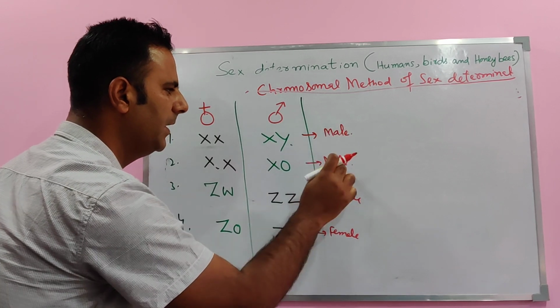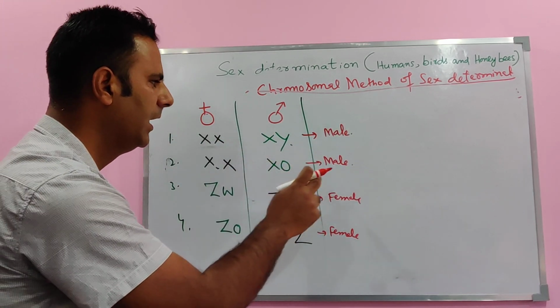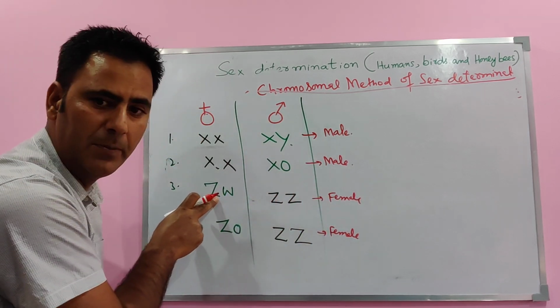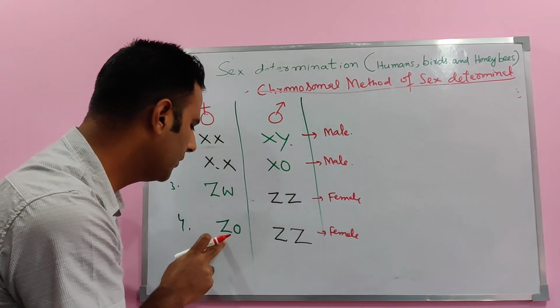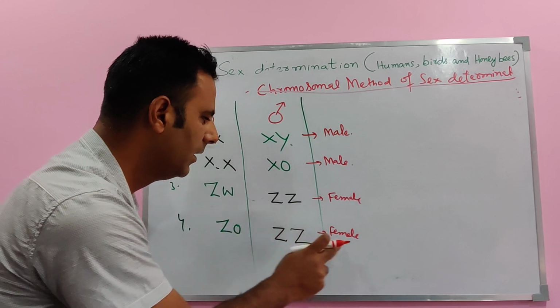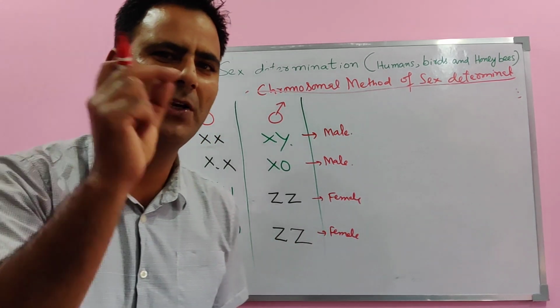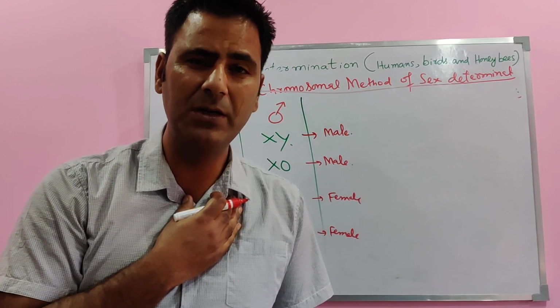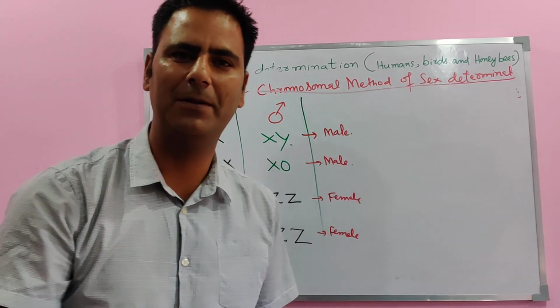It is male heterogametic in XX, XY. It is male heterogametic in XX, XO. It is the female which is heterogametic in ZW. And here also it is the female ZO, which is heterogametic. And who is going to determine the sex? In our case, is it the female which is determining the sex? No, it is the male.